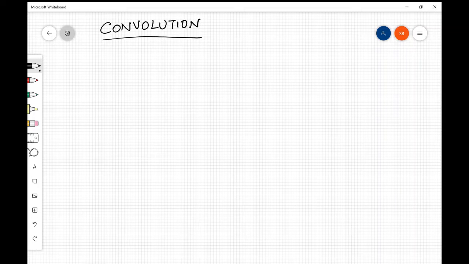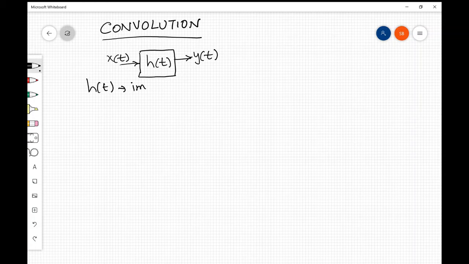Welcome to today's lecture. We are going to see about convolution, which is a very important tool used in finding the response y of t of a system to an excitation x of t if we know the system's impulse response. So when we have a system that has a transfer function or an impulse response, and we give this system an excitation x of t, and that excitation results in an output of y of t, then we know that h of t is called the impulse response.